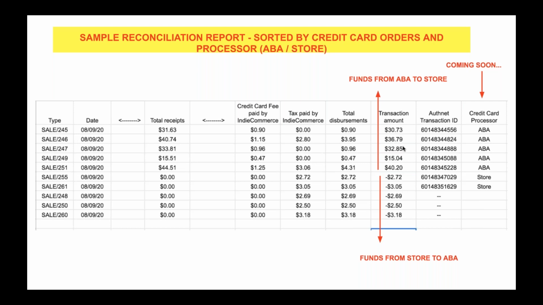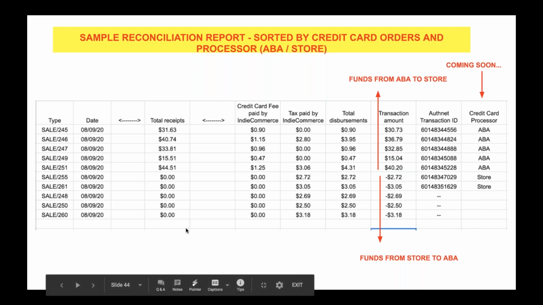And the big difference here is you can see that if it was done using ABA's processor, we are giving you the money, so it is all positives. And if it is using the store processor, in almost all cases, we are debiting money from your account, so it's always a negative. And this is another column you should pay attention to, the credit card processing fee. As long as you are on ABA's processor, you are going to be charged a credit card fee. And once you move to your processor, you won't be paying us a credit card fee, because that's between you and your credit card processor. And the tax paid by IndieCommerce, this is again, any order that is shipped into New York, those are the ones that get paid New York tax. So whether you use ABA's processor or your processor, you will still be paying us money for the New York tax, which we will be debiting from those accounts.